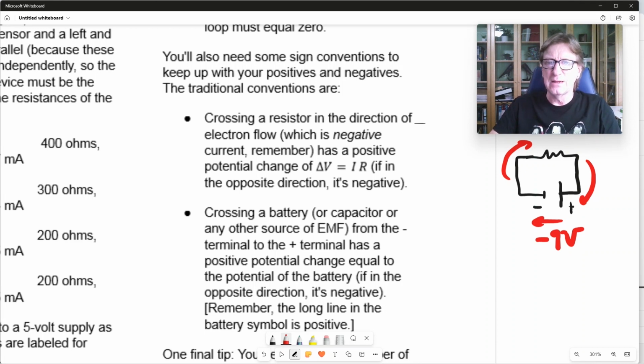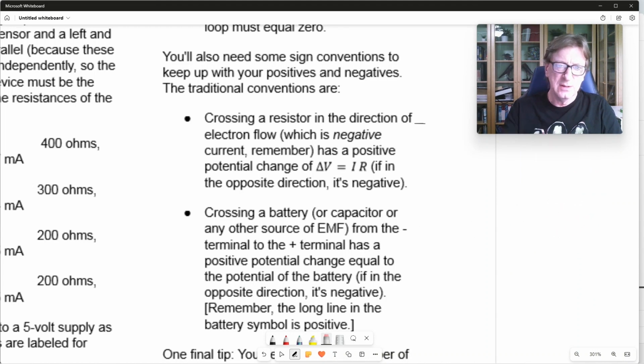We're going to practice that, but make sure that you're remembering, if I cross the resistor in the direction of electron flow, then the potential change is positive. If I cross the battery from minus to plus, little to big, then I get a positive potential change. So if you remember, with the negative charges and from negative to positive, those are going to be your positive cases. All right, so let's try this for real then. Let's zoom out here.